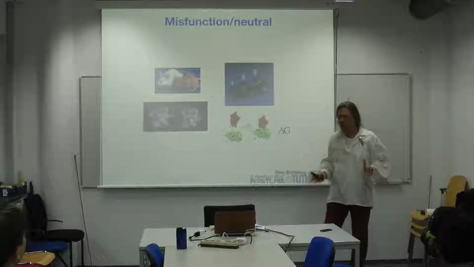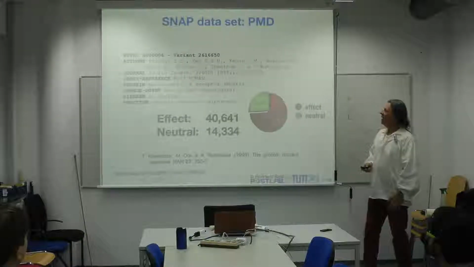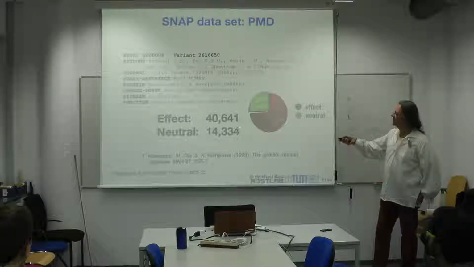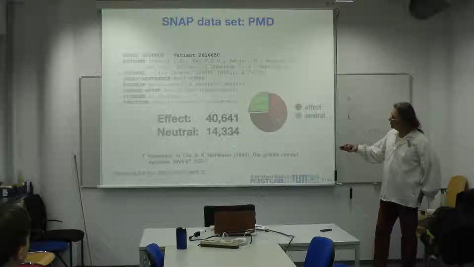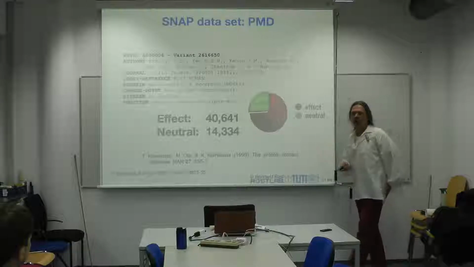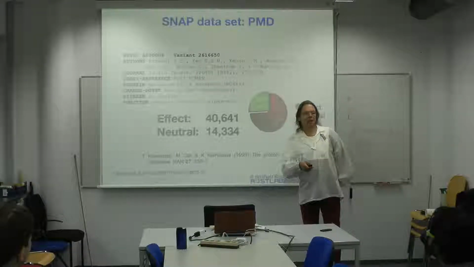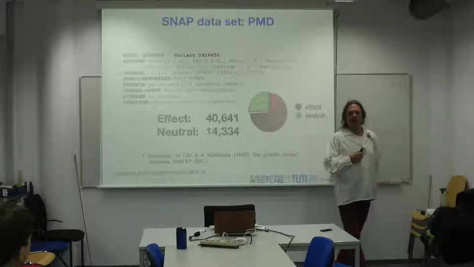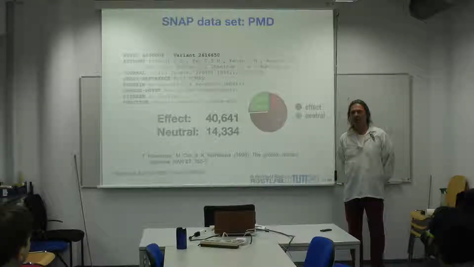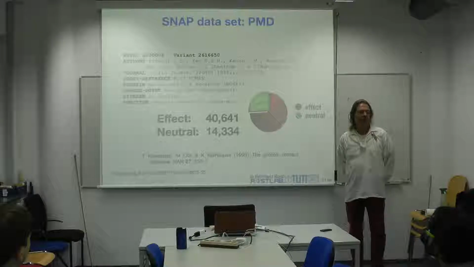And when we put them all together, we get a data set that is roughly 40,000 effect and roughly 14,000 neutral. So a quarter is neutral, three quarters are effect. Now, we do not know. It could be that this number that I see here is reflecting what we will see in reality.